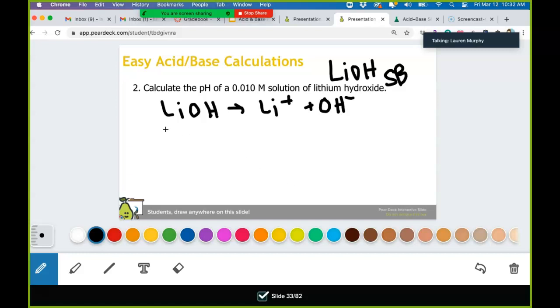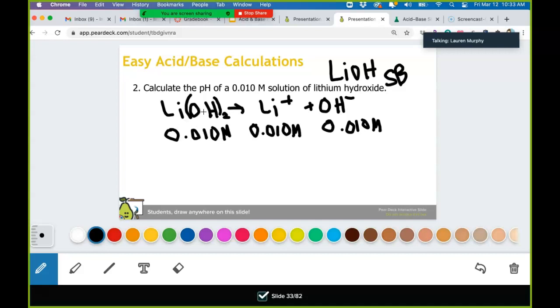Okay, so again, when I say it's 0.010 molar of this guy, it really isn't lithium hydroxide. It's lithium ion and hydroxide ion because it doesn't stay intact in solution. So it's really 0.010 molar of this guy and 0.010 molar of this guy. Now, let's just pretend. This is not true, okay? But let's pretend.